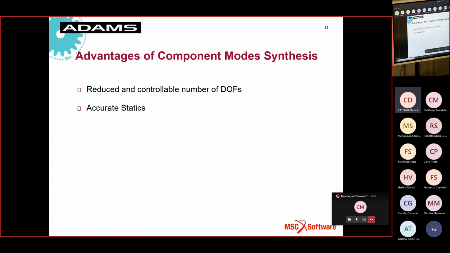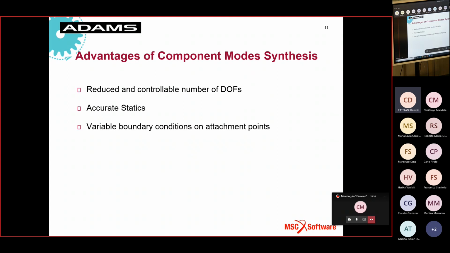So we control perfectly the number of degrees of freedom of the model, depending on the number of modes we want to extract and the number of attachment nodes we have in our model. The static is accurate because we evaluate the static deformation. The dynamic is accurate till the frequency of interest.